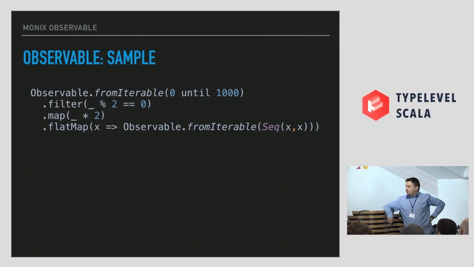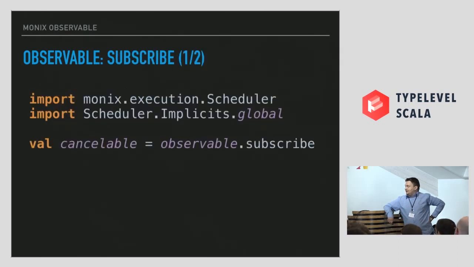As a quick sample, we can convert any iterable to an observable, and we can do filter and map and flatMap on it, of course. Any self-respecting thing can do flatMap. And we can subscribe to it. I mean, until we subscribe to it, nothing happens, so an observable is a description, it's a specification. Subscribe is something that can happen at the end of the world for doing side effects, for consuming the stream. Subscribe is about consumption. It needs a scheduler, of course, just like the Monix task.